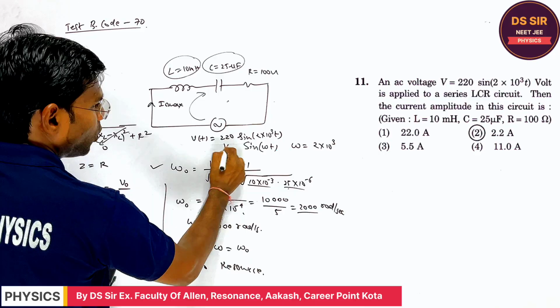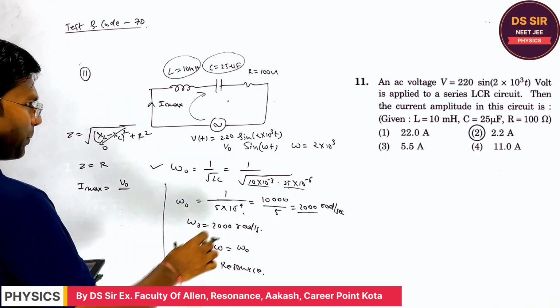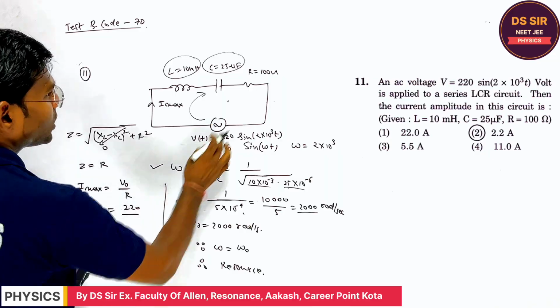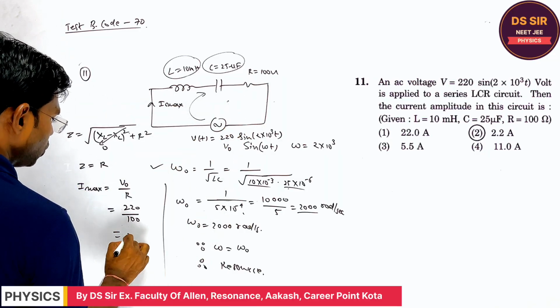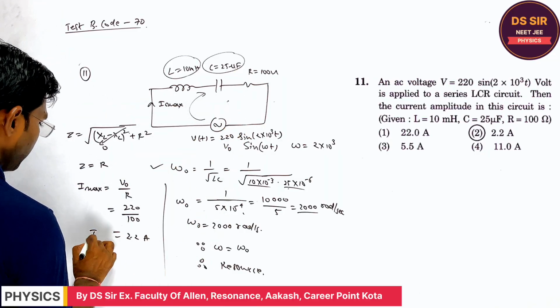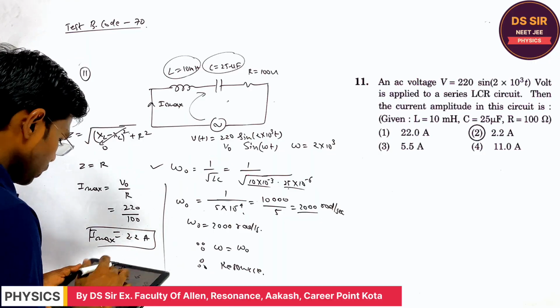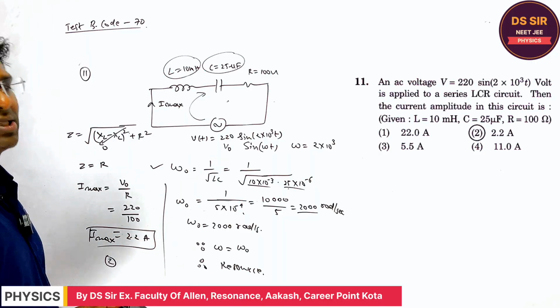If V0 is the voltage amplitude or peak voltage, divided by resistance R, then the maximum current is equal to 220 upon the resistance, which is 100. So 2.2 ampere is the maximum current in this case. Which option is the correct option? The second option is the correct option.